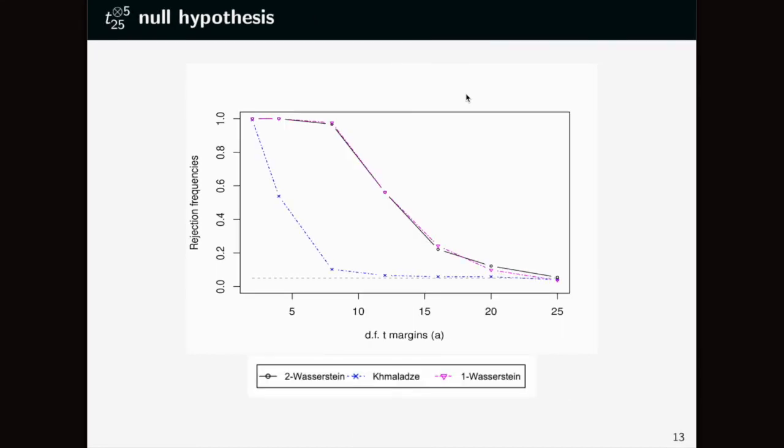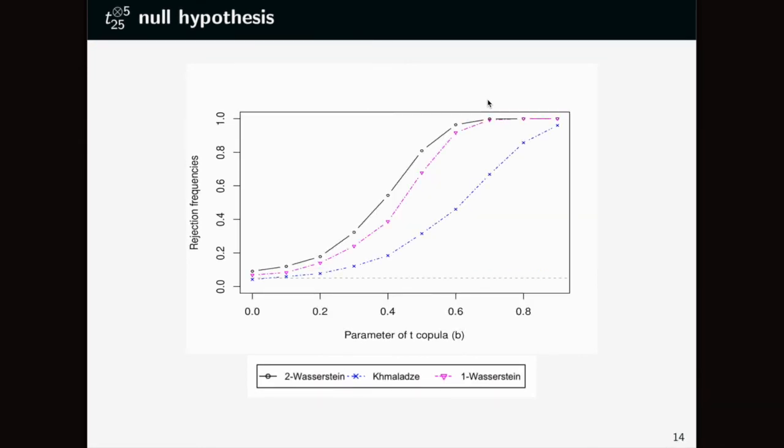In 5 dimensions, we consider a distribution that has an independence copula, and all its margins are T distributions with 25 degrees of freedom. We now let the number of degrees of freedom of the margins vary, and we observe that the tests based on the Wasserstein distance are clearly outperforming the test proposed by Chmaladze.